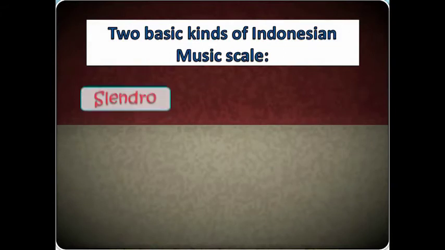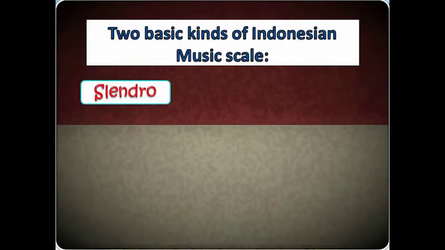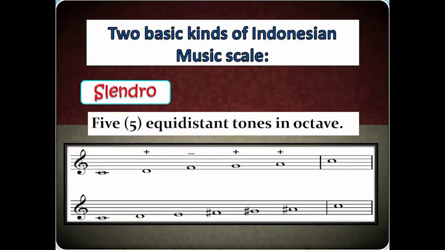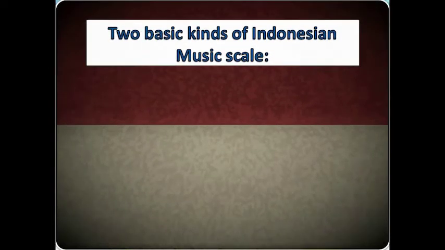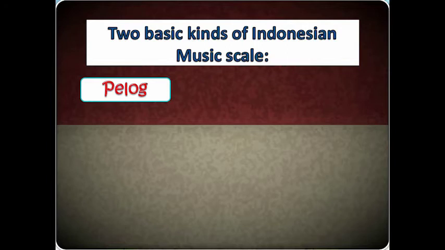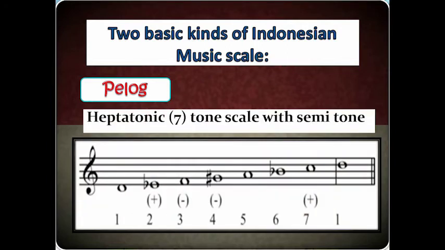There are two basic kinds of Indonesian music scale. Slendro. This music scale has 5 equidistant tones in an octave. Pelog. This music scale is heptatonic or has a 7-tone scale with semitone.